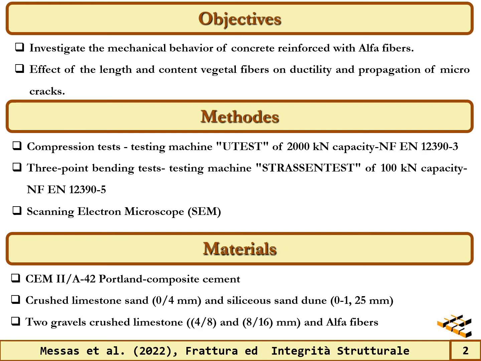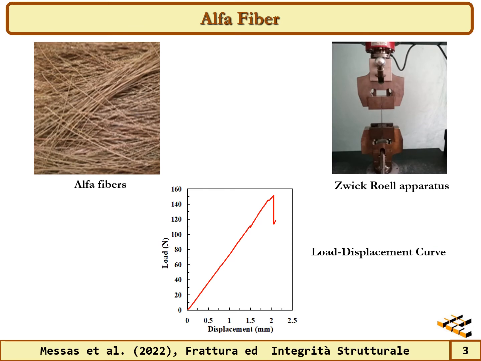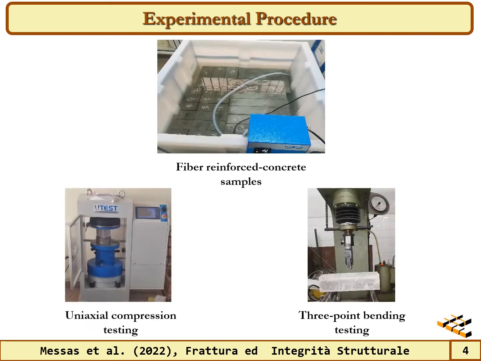the fiber reinforced concrete. As shown in the first figure, the alpha leaf is a circular, smooth, shiny, and solid ribbon. To determine the fracture stress of alpha fiber, a uniaxial test is carried out by using the Zwick roll apparatus. Once the samples are prepared, they are stored in a saturated, humid medium at ambient temperature. Compression and three-point bending tests are then performed.